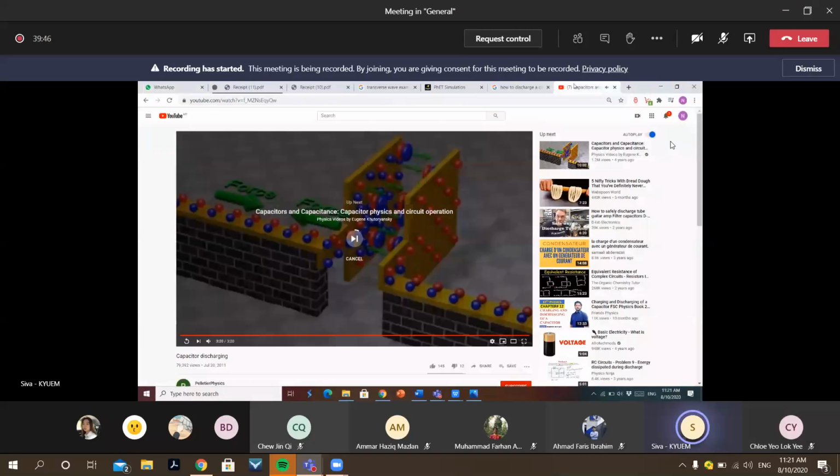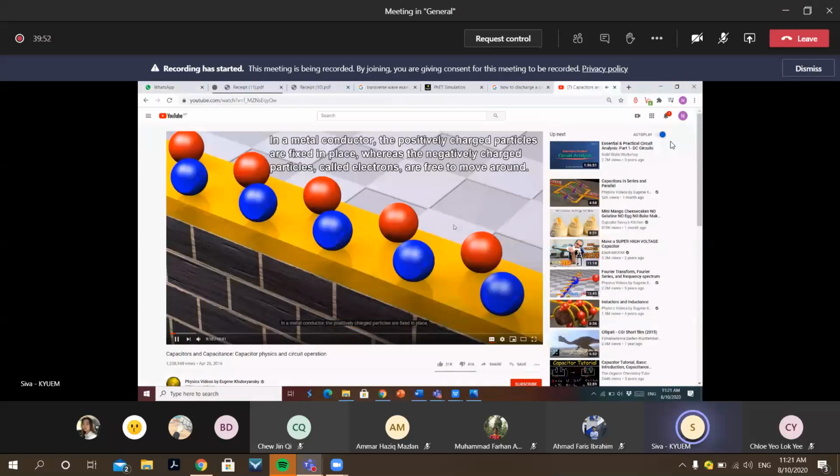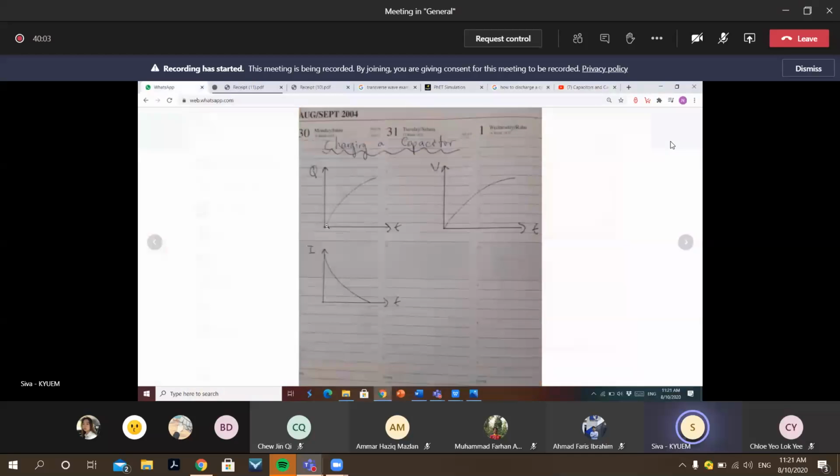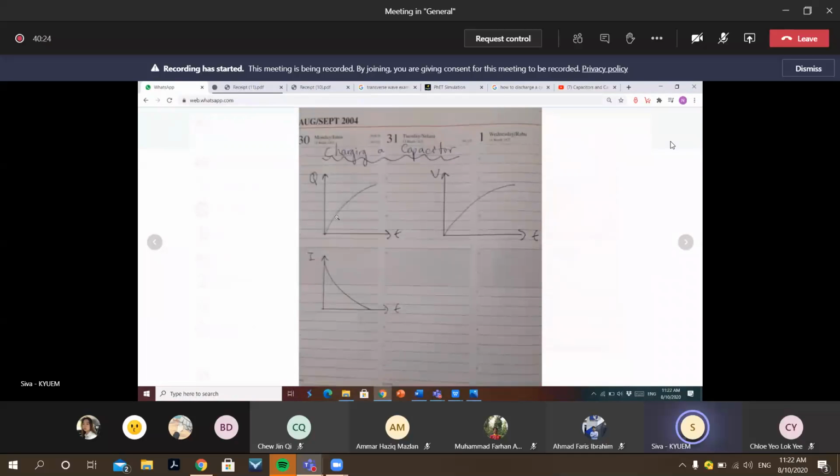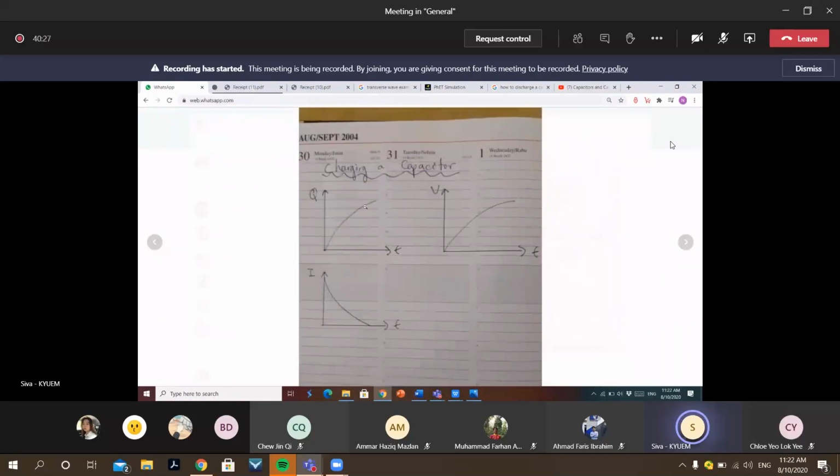Okay, we look into the YouTube later. Let me go back to my WhatsApp. When we are charging a capacitor, look at the gradient. Initially, the gradient is large, and then the gradient is getting smaller. Why? Because initially the charging is so fast, and then it takes a longer time to charge as the plate is becoming more and more negative or more and more positive. As it becomes more negative, it's more difficult for the electrons to enter the particular plate. So the gradient will become lesser and lesser, and eventually at one point it becomes zero.